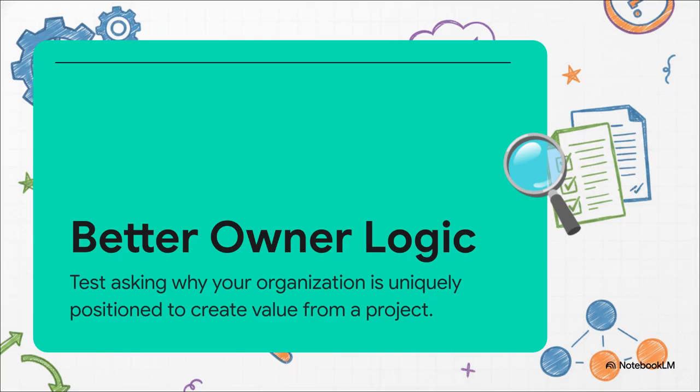It asks, why is your specific organization, rather than one of your competitors, uniquely positioned to create the most value from this project? We need to ensure the project actually leverages your unique corporate capabilities. That might be a lower cost to serve, superior distribution networks, or maybe stronger regulatory relationships. We often map this out using adjacency mapping to thoroughly understand the execution risk and strategic alignment.